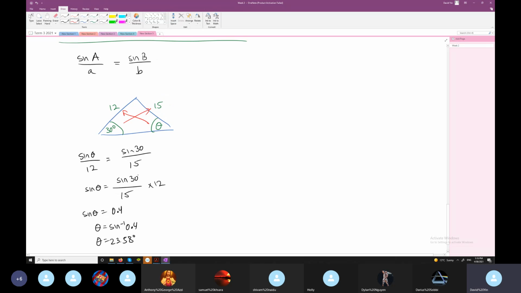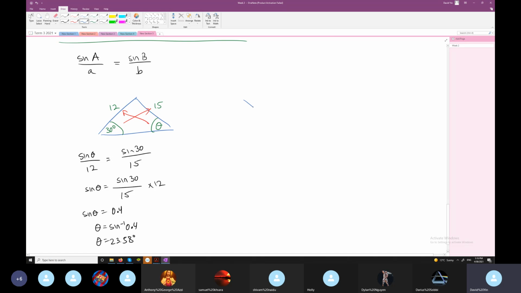All you've got to do is flip it, and then you've got one extra step here where you have to do the sine inverse. Remember that when you want to bring a sine over to the other side, you've got to do the opposite, and the opposite here is sine inverse. Let's take a look at another question.